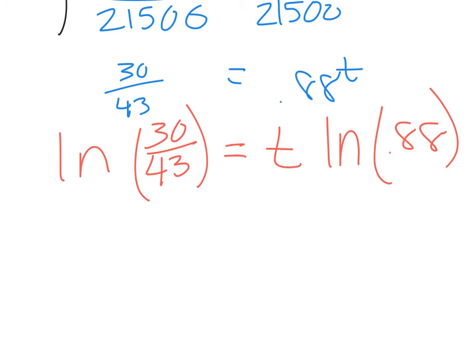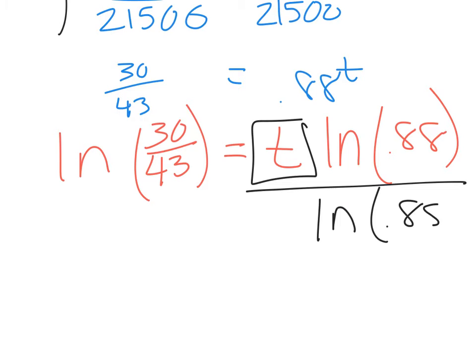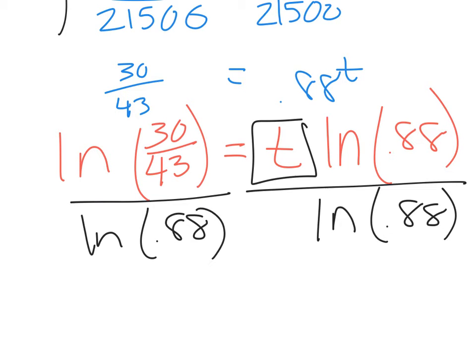Okay, again, what are the log rules? When you take a log, the exponent comes down in front. Now my goal is to get this t alone, so I'm just going to divide both sides by the ln of 0.88. And again, not numbers you know without a calculator. And I get t equals 2.8. And remember, this is years.